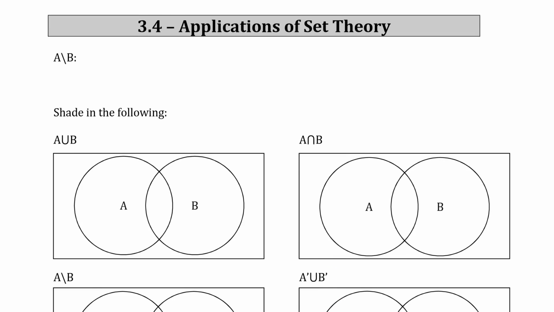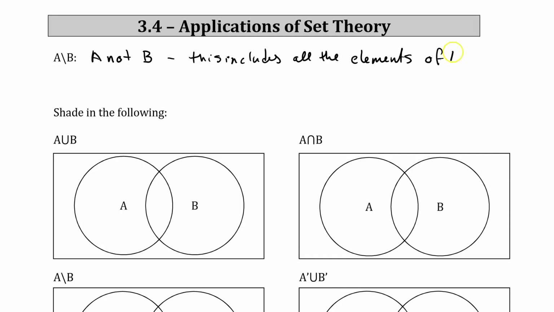So we learned this last time, but we didn't take down any official notes on it. So the way that we would say this is A not B. So this includes all the elements of A that are not in B. Some of these should look familiar already, so let's just take a moment and do a few problems.